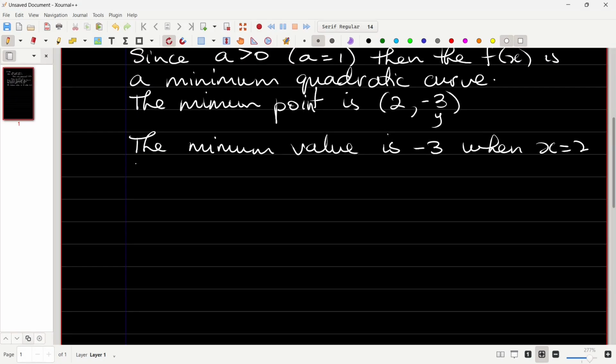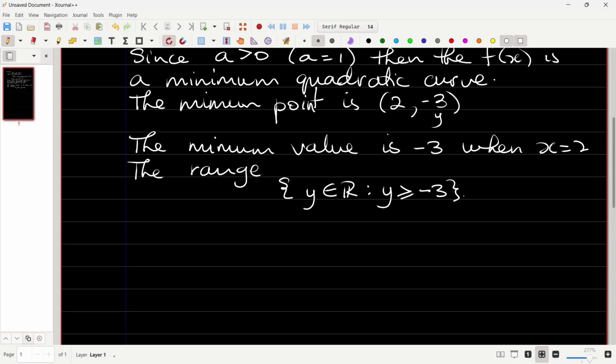And the range of values is the set of y that are members of the set of real numbers such that y is greater than or equal to negative 3. Right? That's the range of values that we have for this function.